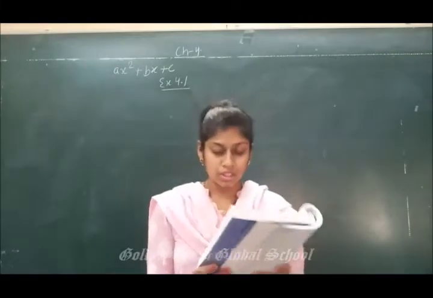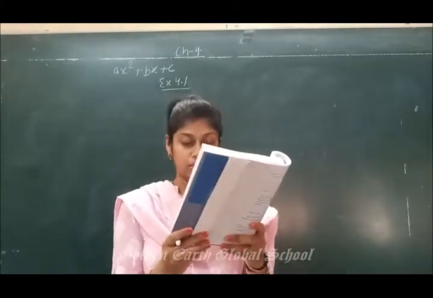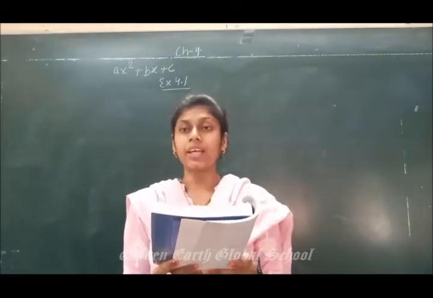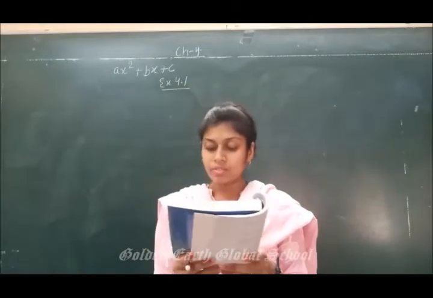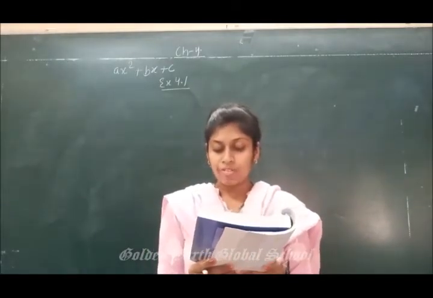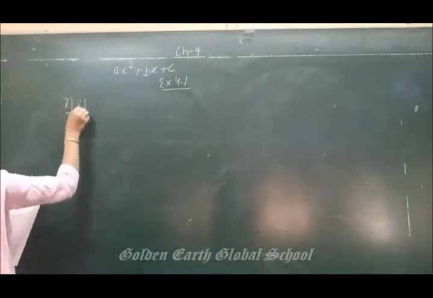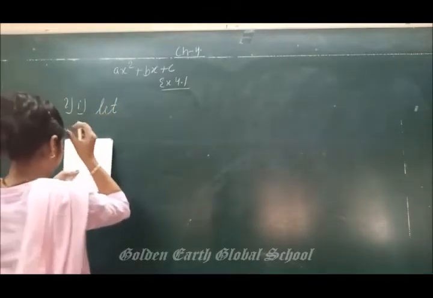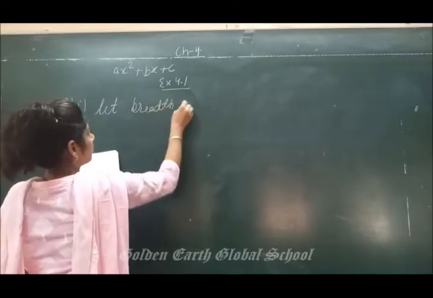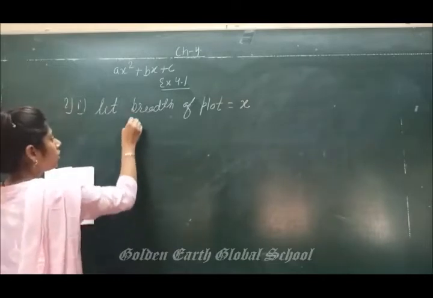Now second question, represent the following situation in the form of quadratic equation. First question, area of rectangular plot is 528 meters square. The length of the plot is 1 more than twice its breadth. We need to find the length and breadth. First of all, we will let breadth of plot be x.